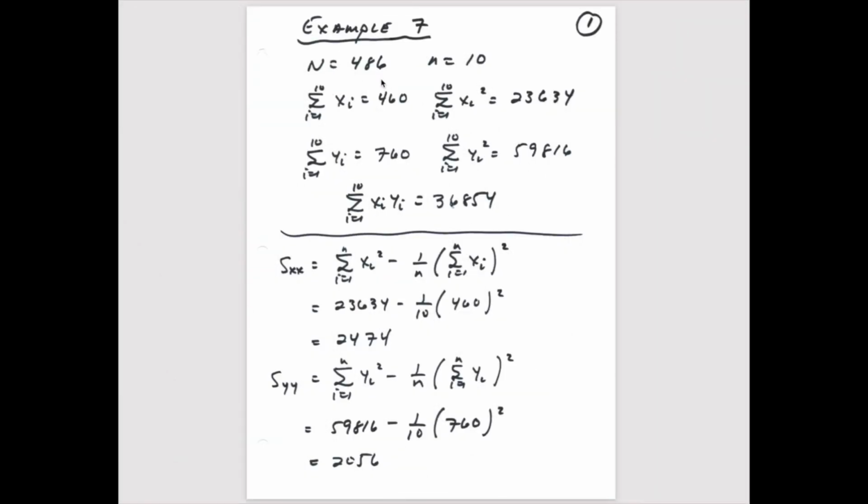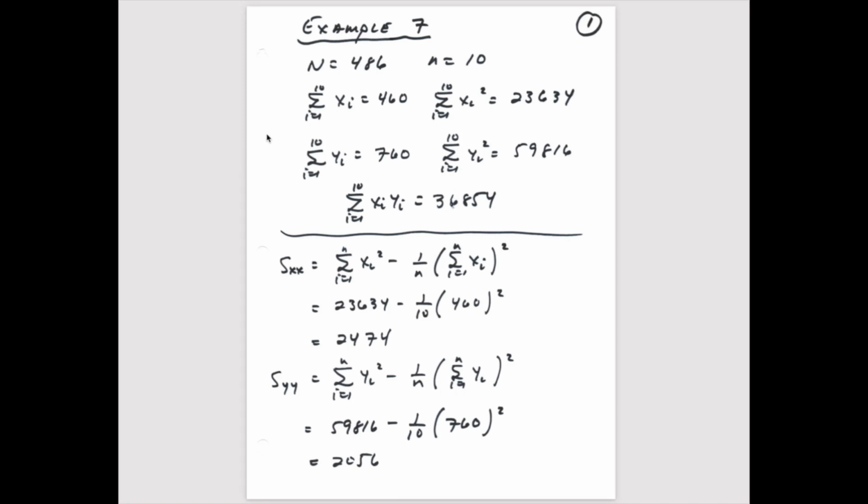All right, so the population size is 486 students. The sample size is 10 students. We have the following summary statistics. The sum of the x's is 460. The sum of the squared x values is 23,634. The sum of the y values, the calculus scores, is 760. The sum of the squared y values is 59,816. The sum of the x's times the y's is 36,854.